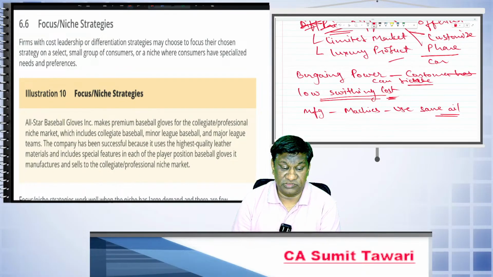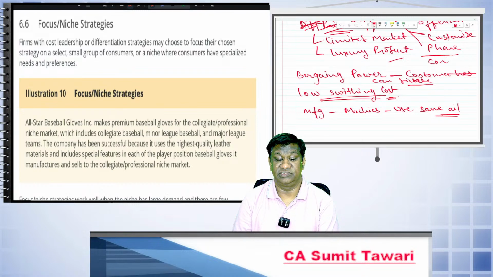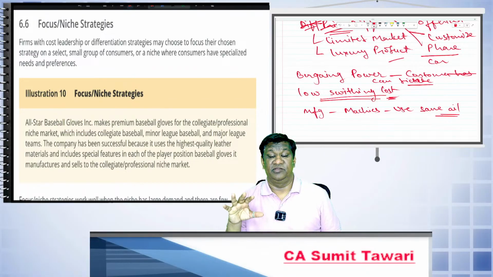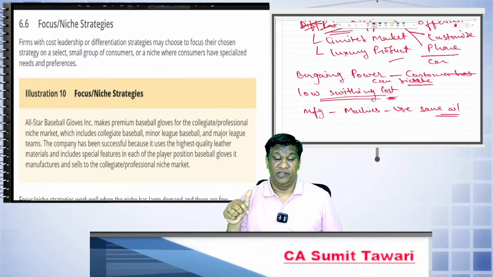All-Star Baseball Gloves Inc. makes premium baseball gloves for the collegiate and professional niche market, which includes collegiate baseball, minor league baseball, and major league teams. The company is successful because it uses the highest quality leather material and includes special features in each of the player position baseball gloves it manufactures and sells to this niche market. So when you are entering the niche market, you cannot give thought to cost leadership. You need to focus on the offering of the product.